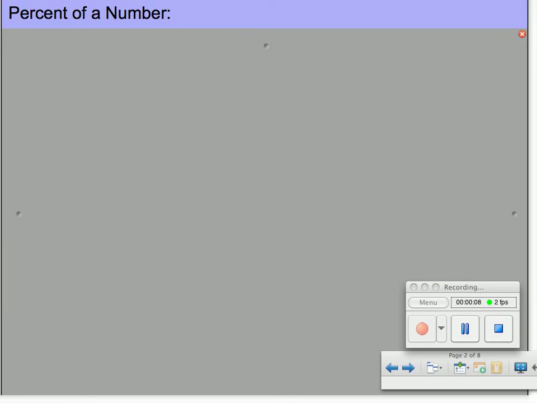Percent of a number. What does the word "of" mean? You should know this, right? We've talked about this several times. What does the word "of" mean? Multiplication. Okay, so if I'm going to find the percent of a number, what am I going to do? I'm going to be multiplying, right?